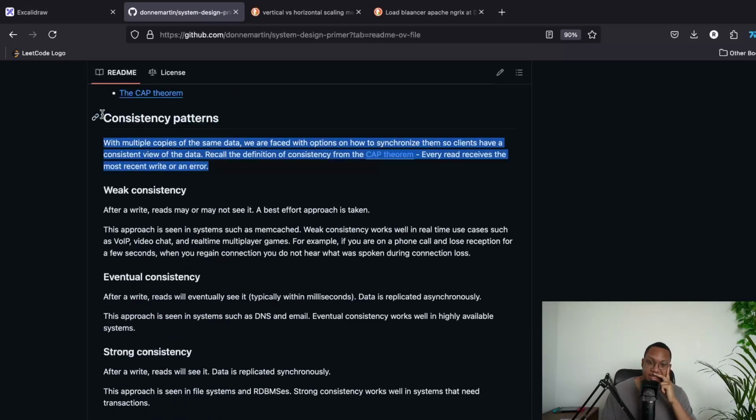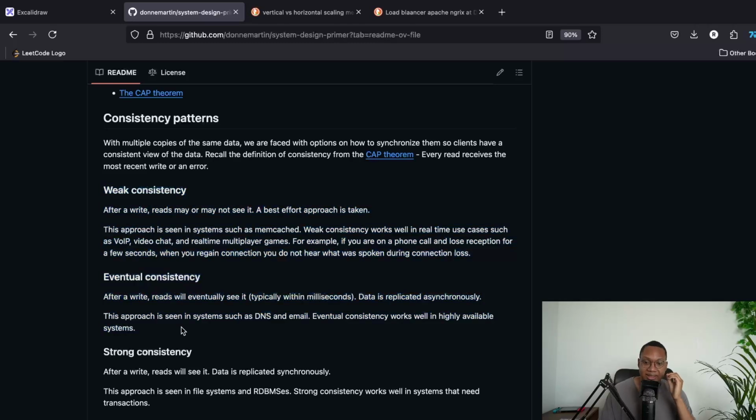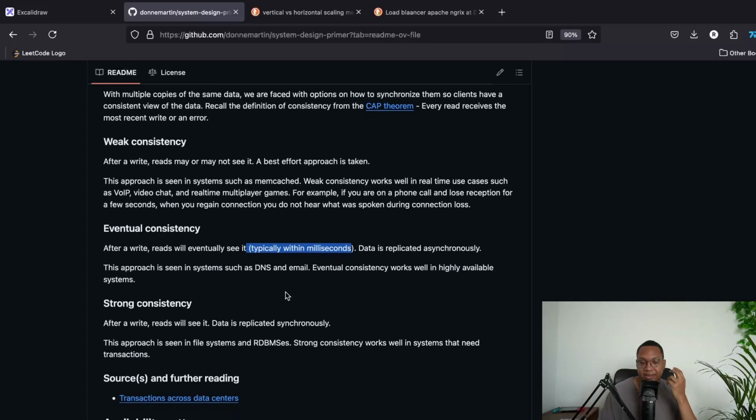Consistency patterns. Consistency is a super weird term. If you're a beginner at this, we'll talk about it for mid-level people. It's always going to be weak or eventual consistency, which is just that the data gets there eventually, which doesn't really matter. That is such a useless term. The data gets there eventually. That has no meaning whatsoever. That's not actually a hard number. But he says here it's typically in milliseconds. But again, it's super weird, man.